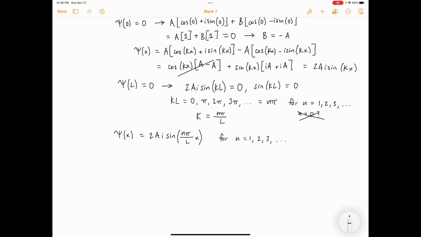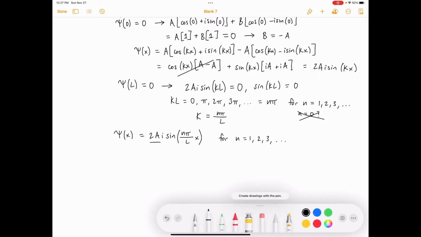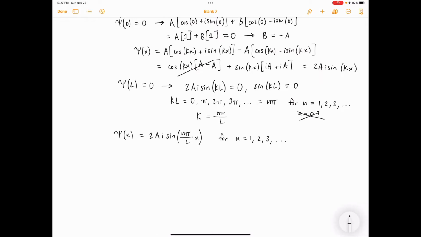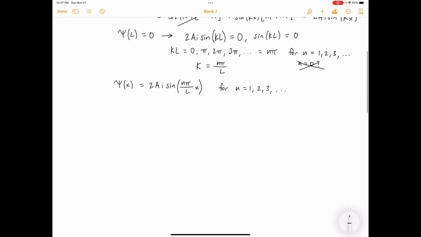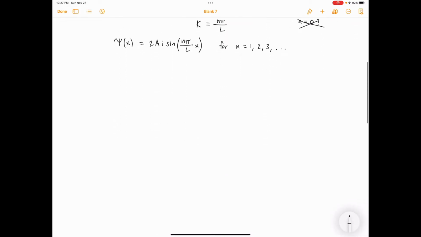There's one last thing we have to do. We have to figure out what this constant out front is. And in order to do that, we're going to apply the normalization condition. Remember, our wave function has to be normalized. If we integrate the wave function squared over all space, we should be getting 1. So now what we're going to do is apply the normalization condition.